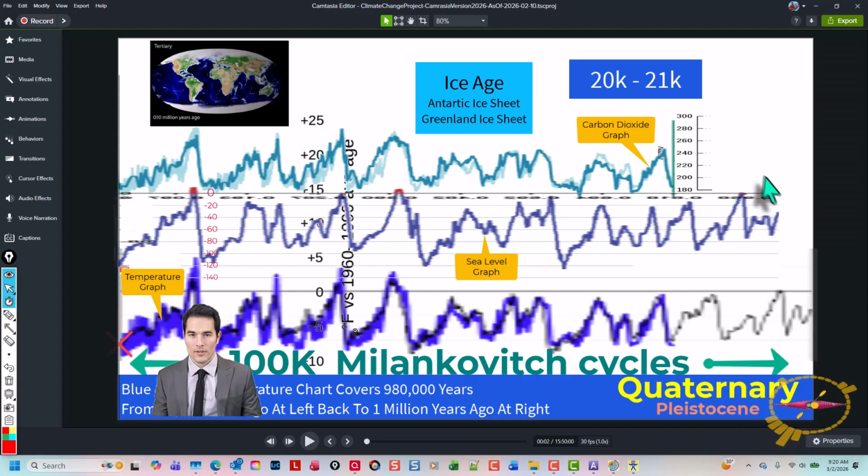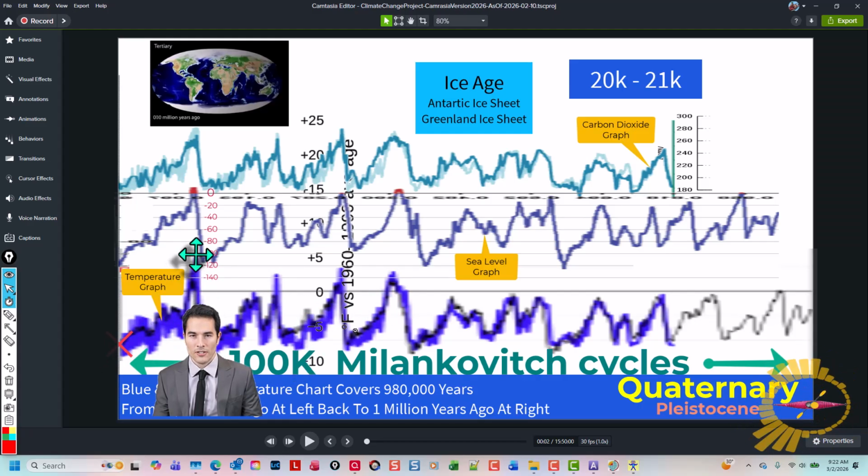You'll also see that carbon dioxide during this period of time varied between a low of 180 parts per million to a peak of about 280 parts per million. Again, staying relatively flat within this span. I'll also point out that these deviations you see in the temperature graph here are due to Milankovitch cycles, which are 100,000-year cycles that are being driven by the Earth's orbit around the Sun.